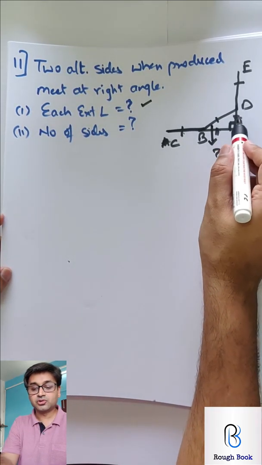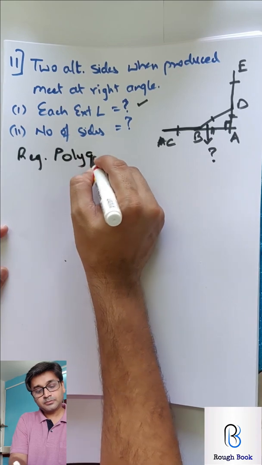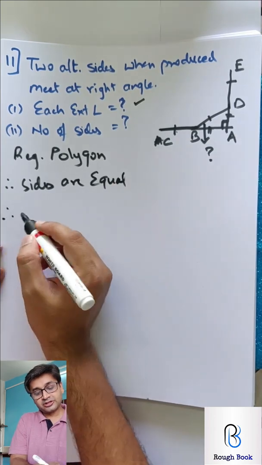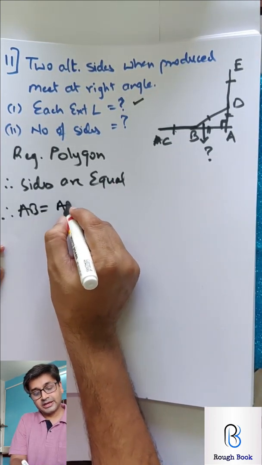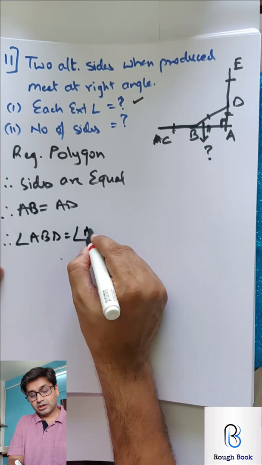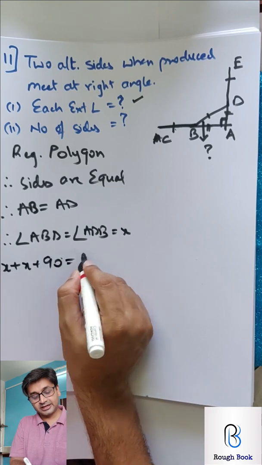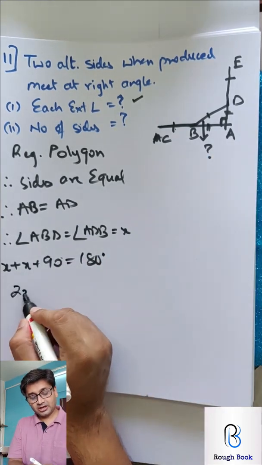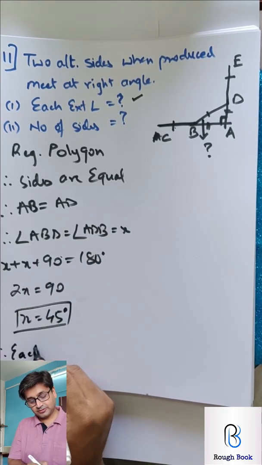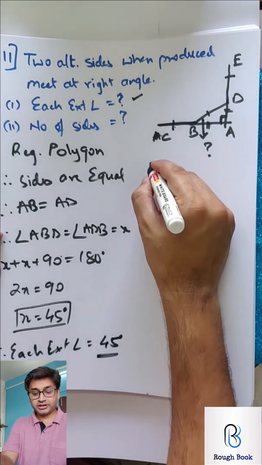I already gave you the clue, these two are equal, so it becomes an isosceles triangle. So you first say regular polygon, therefore sides are equal, and then you say therefore directly AB equals AD. Directly say that. Therefore angle ABD equals angle ADB equals x. And then you directly say x plus x plus 90 equals 180. So I will get 2x as 90. So x is 45. And therefore I can say each exterior angle equals 45. Clear? So we got each exterior angle.